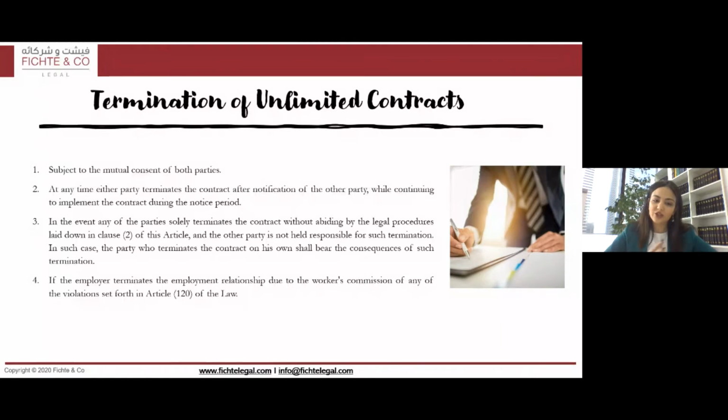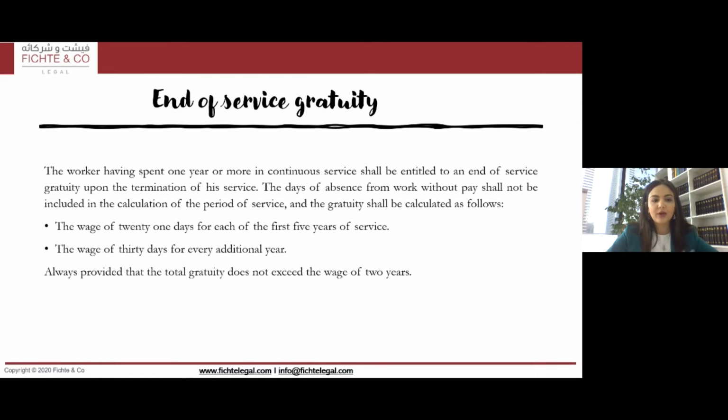So after termination, now let's talk about the end of service gratuity. We can see in our next slide that there is a proper article which defines how the end of service gratuity shall be calculated, and we can see that the employer having spent 1 year or more in continuous service shall be entitled to end of service gratuity, and it is calculated in the following manner.